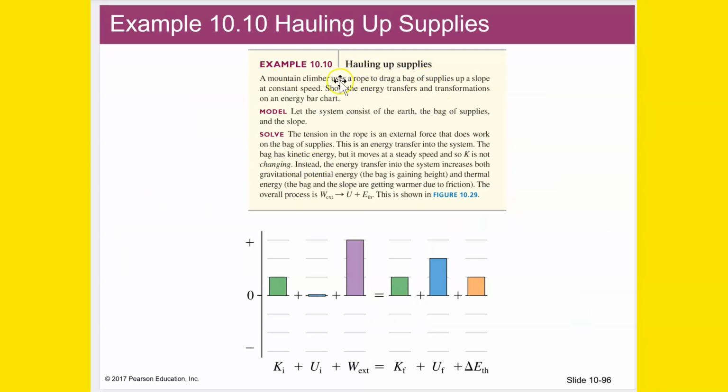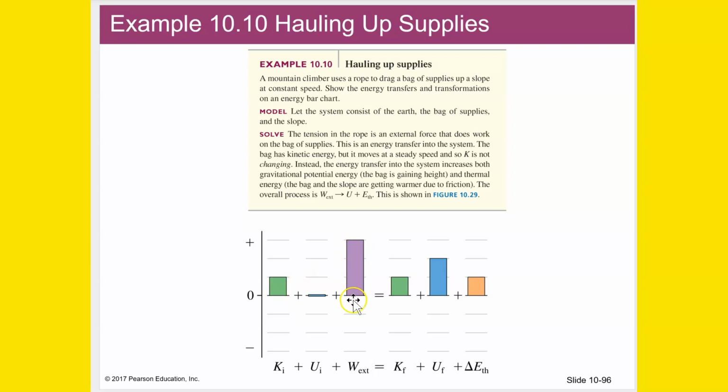Example 10.10, hauling up supplies. A mountain climber uses a rope to drag a bag of supplies up a slope at constant speed. Show the energy transfers and transformations on an energy bar chart. All right, he's dragging the supplies up the mountain. So the initial conditions would be that there's some kinetic energy going on because the bag of supplies is moving with some velocity.